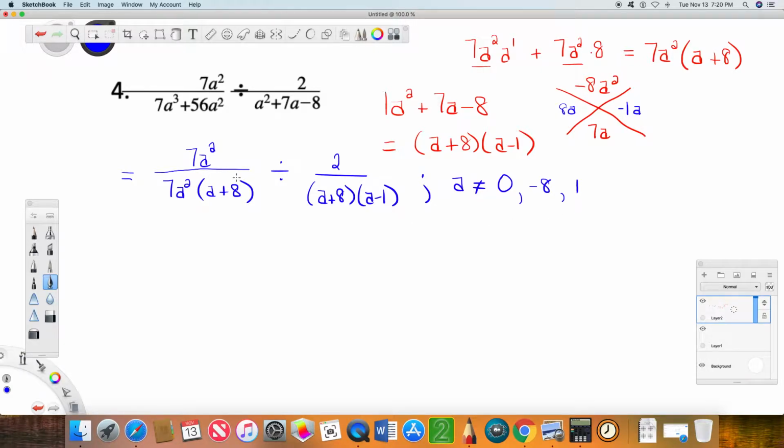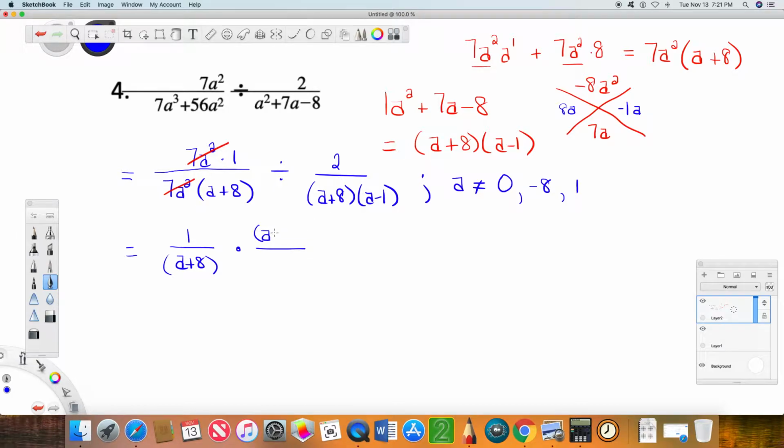All right, so let's look now and see what we have. One thing that I noticed right away is that 7a squared divided by 7a squared is 1. So I can write this as times 1. So this first fraction reduces. I have 1 over a plus 8. I'm going to change the division to multiplication, and I'm going to take the reciprocal of the divisor. I'm going to flip this fraction.